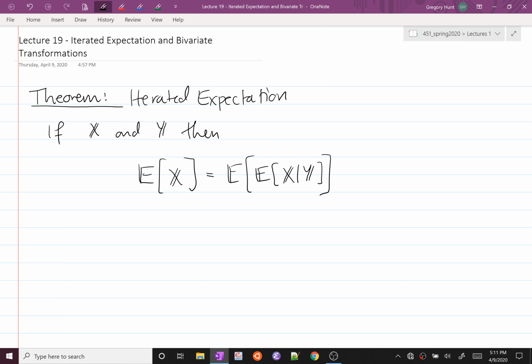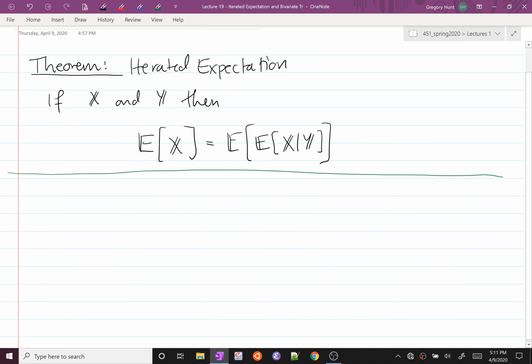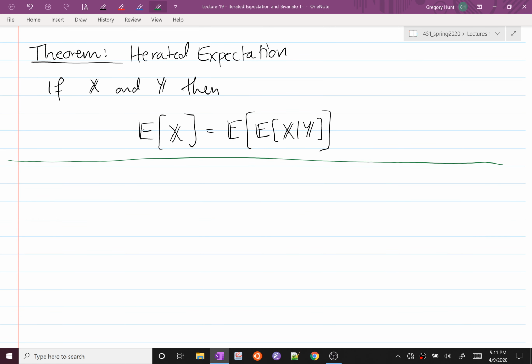The reason is because we iterate, or we do multiple expectations. So instead of calculating the expected value of X directly, if I know something about the distribution of X given Y and about the distribution of Y, I can calculate the expected value of X with this theorem. So we need to review a little bit about what this notation means.